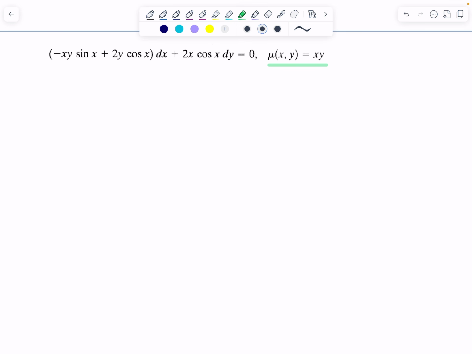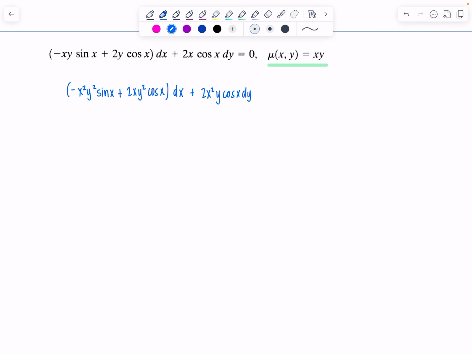Let's multiply everything through by xy. Are you ready? Everybody gets an xy. Okay, so this is going to be negative x squared y squared sine x plus 2xy squared cosine x dx plus, now we have 2x squared y cosine x dy, and then this all equals 0. So here is my m. And here is my n.